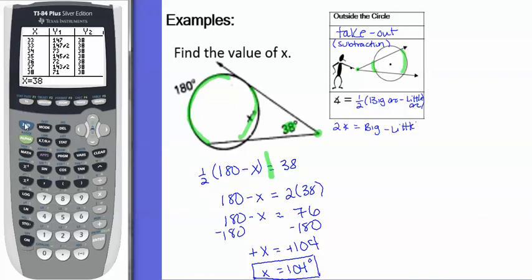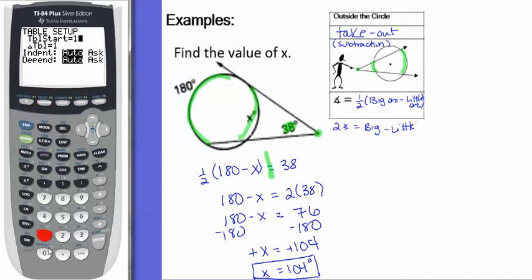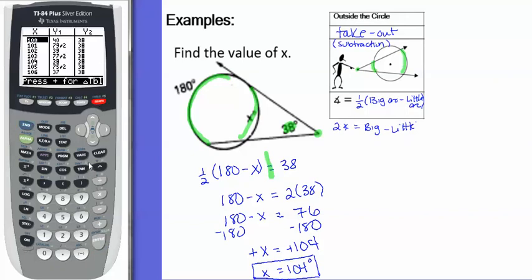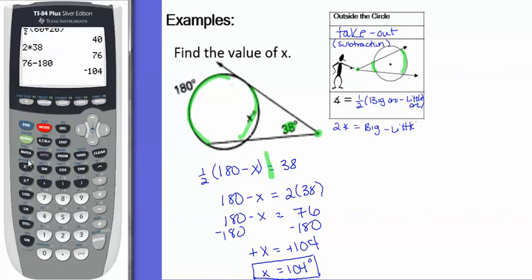I can also hit second table set once my computer catches up with me, and change this number to whatever I want. I'm going to go up probably by 50s. I was already pretty much there. Check what's going on at 100. And amazingly, at 104, they're both 38. So where do they match? When X is 104. That's kind of like my cheating way to solve an equation if I kind of forget what I'm doing on the SOL.